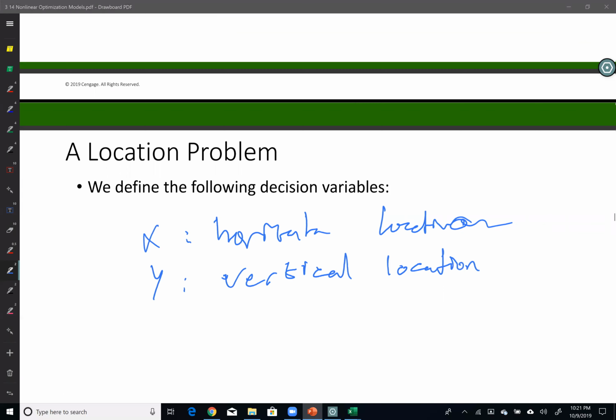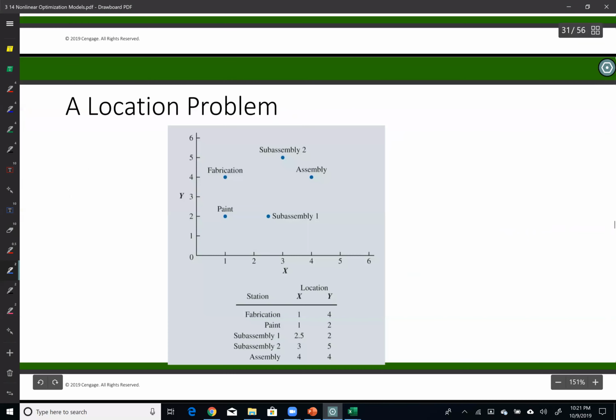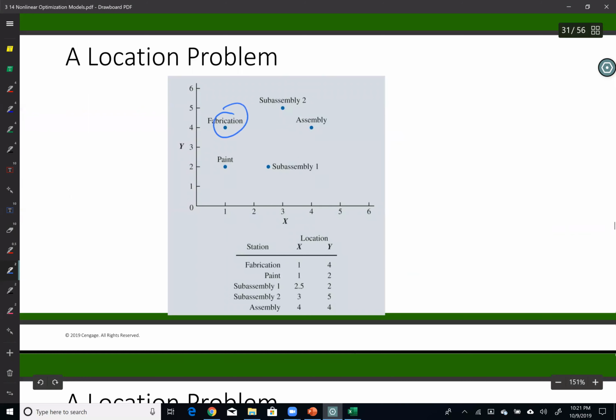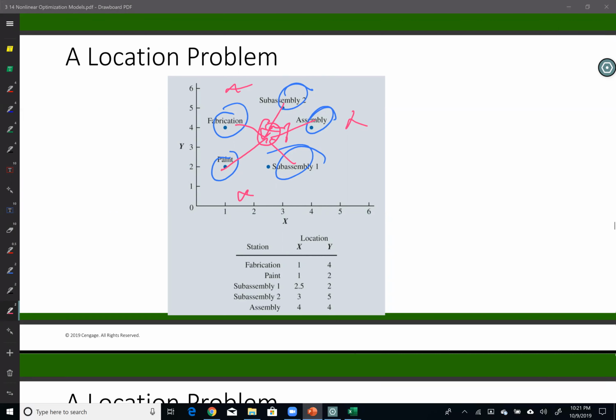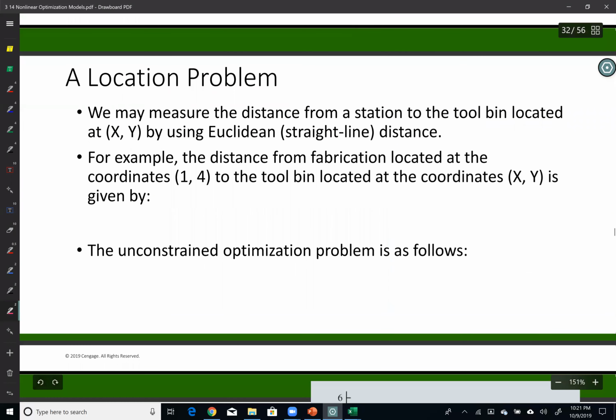If you think about this in an area like this, these are my departments, and I'm trying to locate my toolbox. Should I put it here, here, here? Obviously somewhere in the middle. I'm trying to figure out the best location that will minimize the total distance from all these departments. To minimize something, you have to measure it, and we measure these locations based on Euclidean, which is straight line distance.